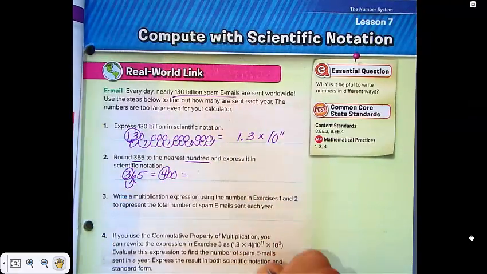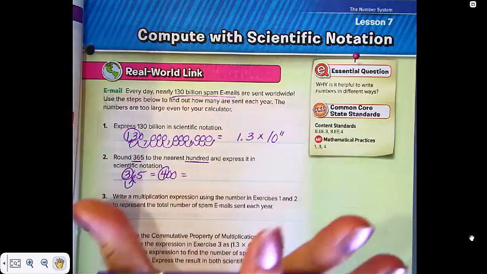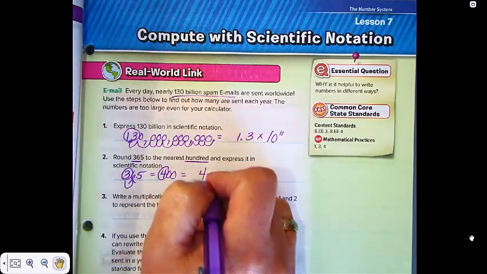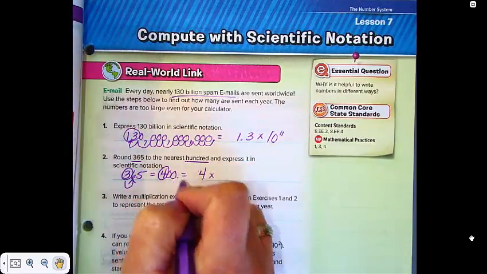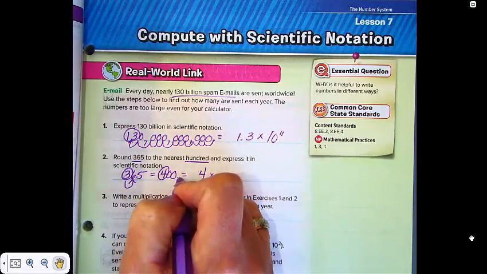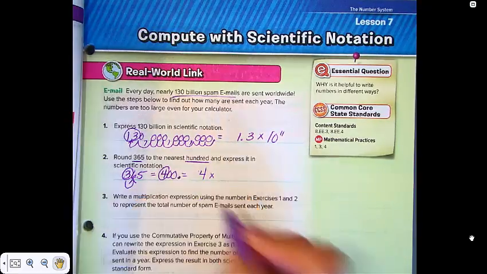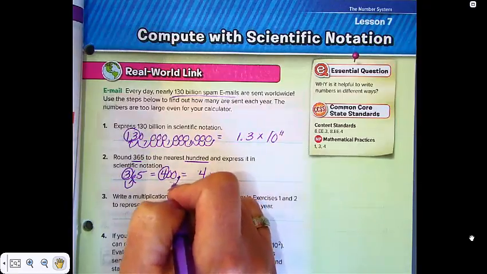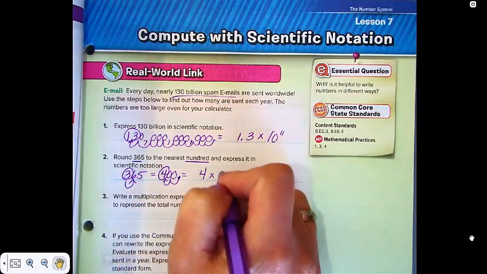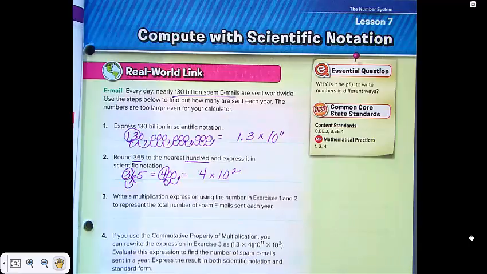Again, I want just the number without the zeros. I want just the number to be the start of my notation. And how many times would I have to move a decimal? Let's say that I had to put a decimal in. Remember, when there's not one, you add it at the end. And I would have to move it 1, 2 places to make 4 the start of my scientific notation.